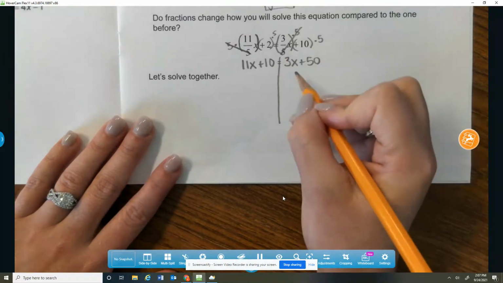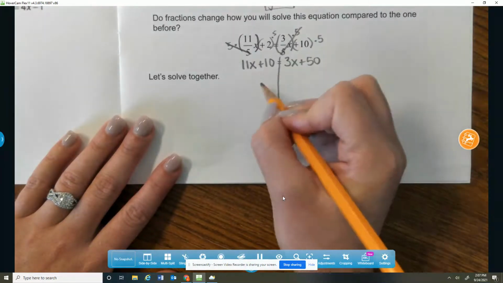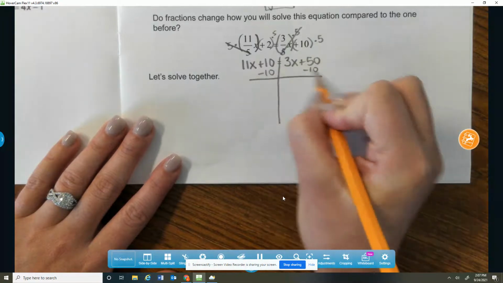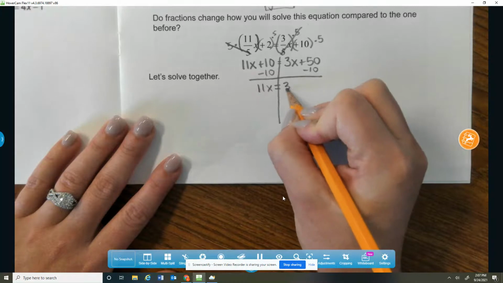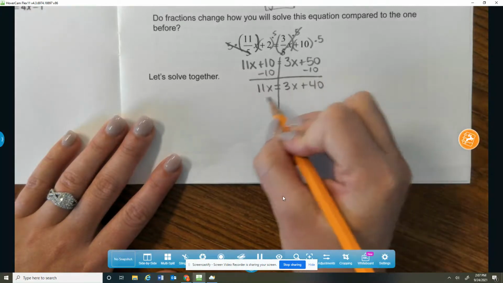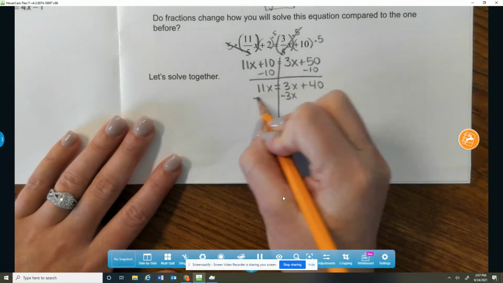So we're going to go ahead and move our variables to the left, our constants to the right, and go from there. So we're going to go ahead and get rid of this constant, move it to the other side. We've got 11x equals 3x plus 40. I want to move this variable to the left side, so I'm going to do the inverse operation, so I'm subtracting it from both sides.